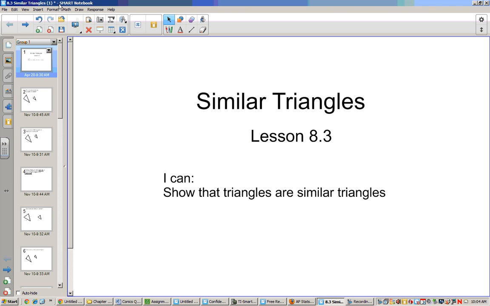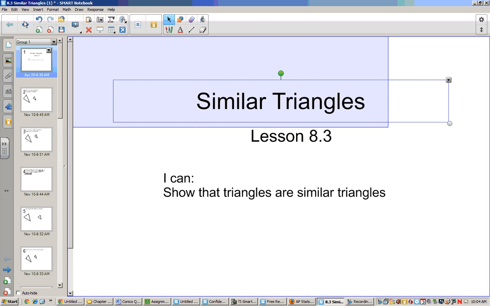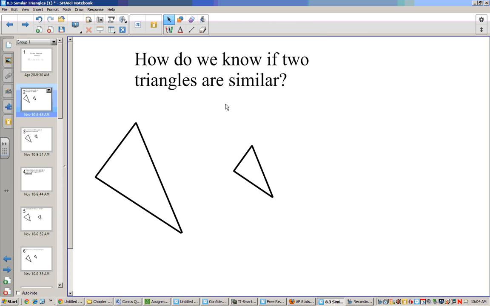Hello, today we're going to be talking about similar triangles. By the end of the day, you should be able to say, I can show that triangles are similar triangles. So first thing we're going to do is talk about how we can know if two triangles are similar.